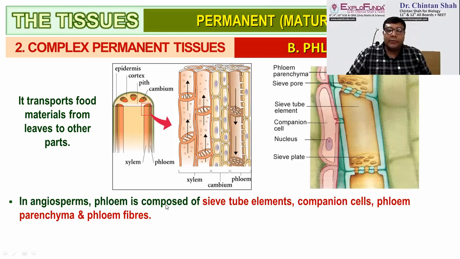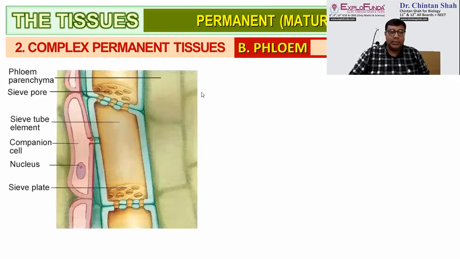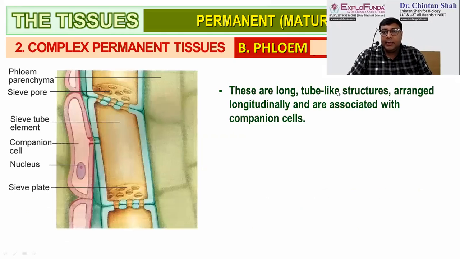In angiosperms, the phloem is composed of sieve tube elements, companion cells, phloem parenchyma, and phloem fibers. Everything is present in the case of angiosperms, so angiosperms have very complicated and well-developed structures. Gymnosperms have albuminous cells and sieve cells only. They lack sieve tubes and companion cells. So let's start with the very easy and small thing, the sieve tube elements. Sieve tube elements can also be known as sieve cells.